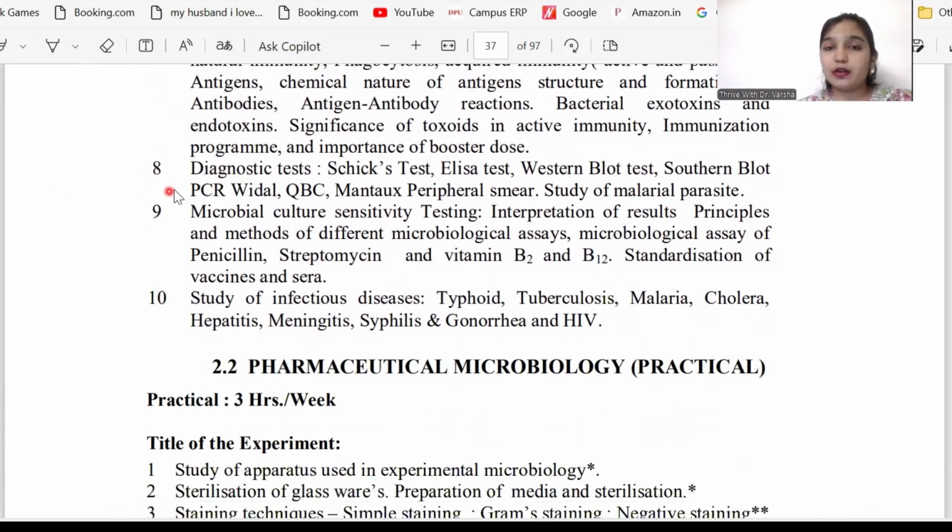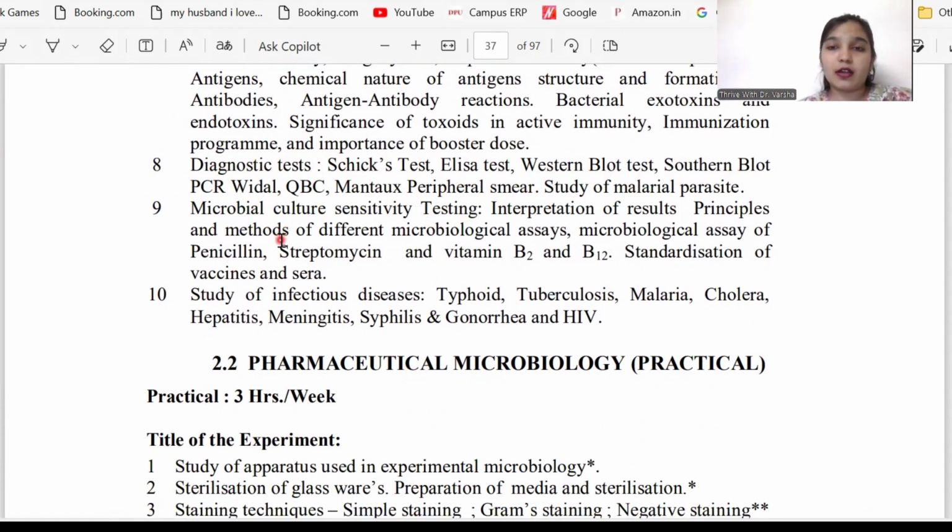Diagnostic test, you can expect this for again 2 marks, 5 marks and 10 marks. They can just tell you what is ELISA test, explain, or for each and every test they will mention, they will have a question, and in that question they will give the definitions of 2 or 3 tests given over here, like ELISA test, western blot test, southern blot test, PCR, Widal. So you have to mention the definition and a little bit about them. Then you will get that for 2 marks, or otherwise you will have to explain everything, that will be for 5 marks, not more than that.